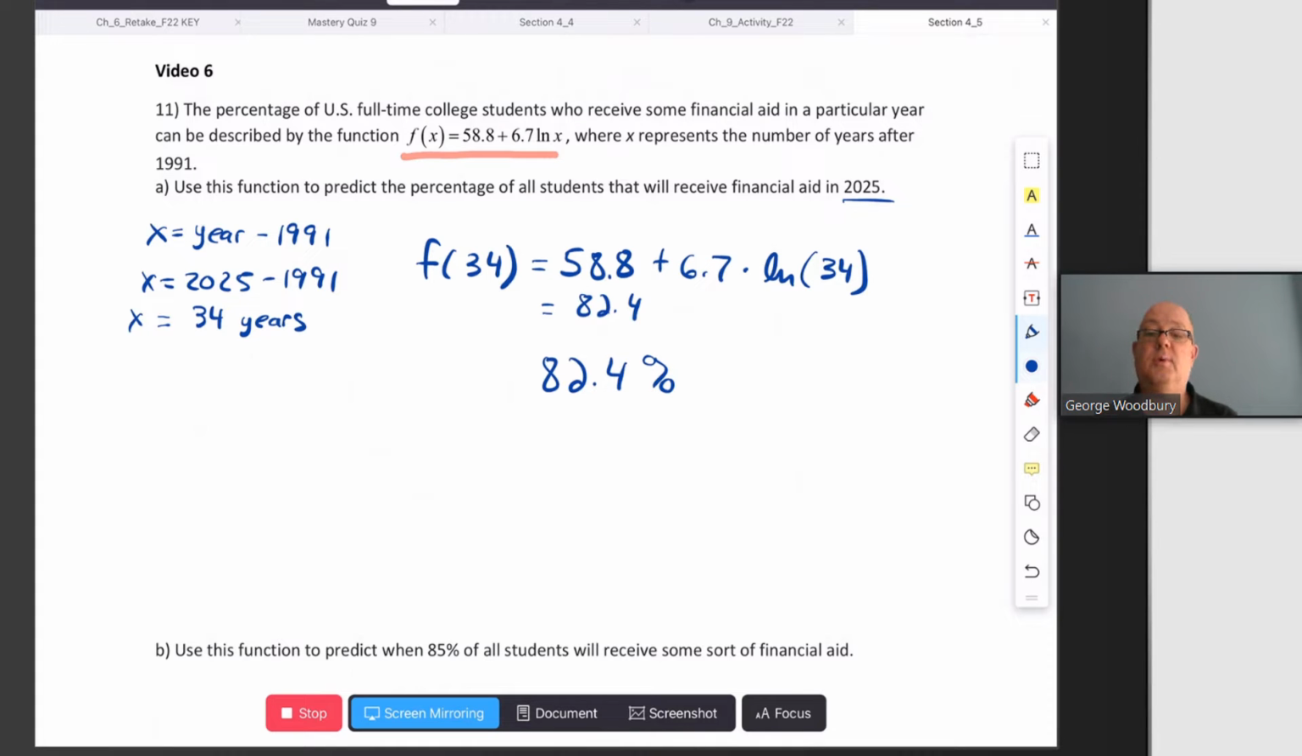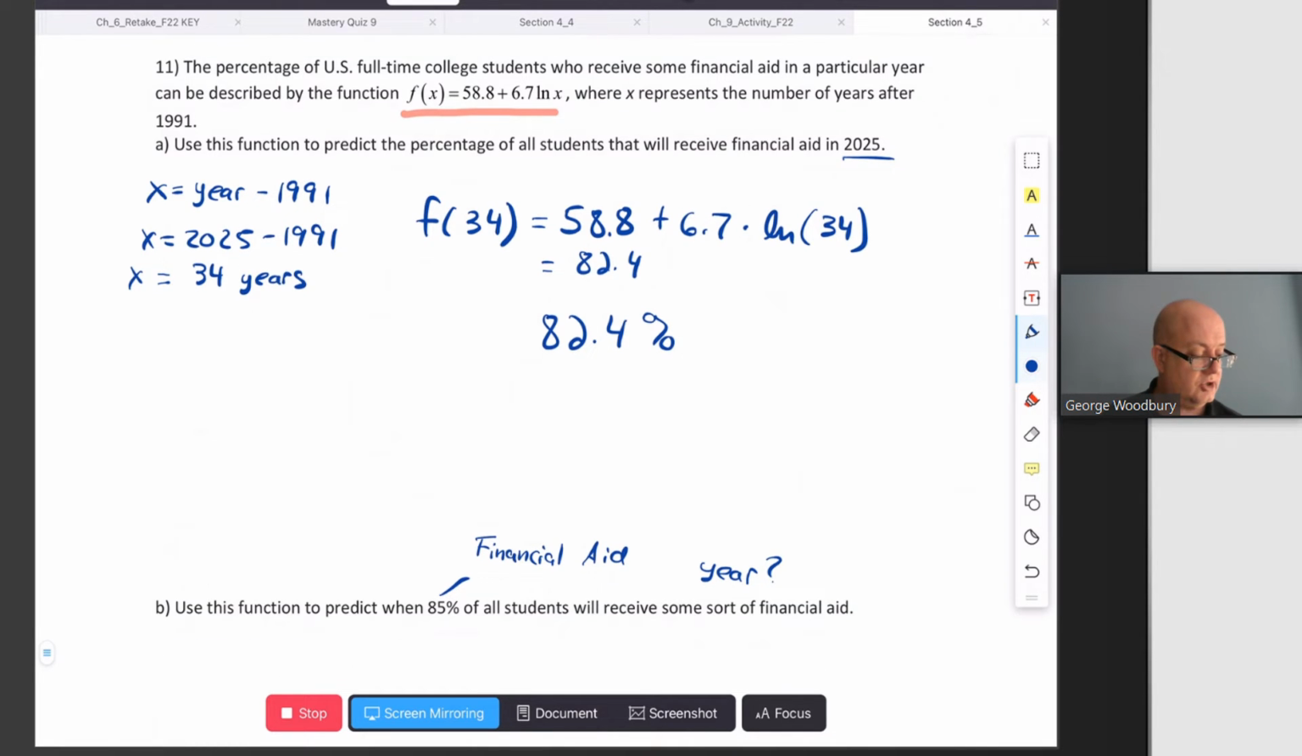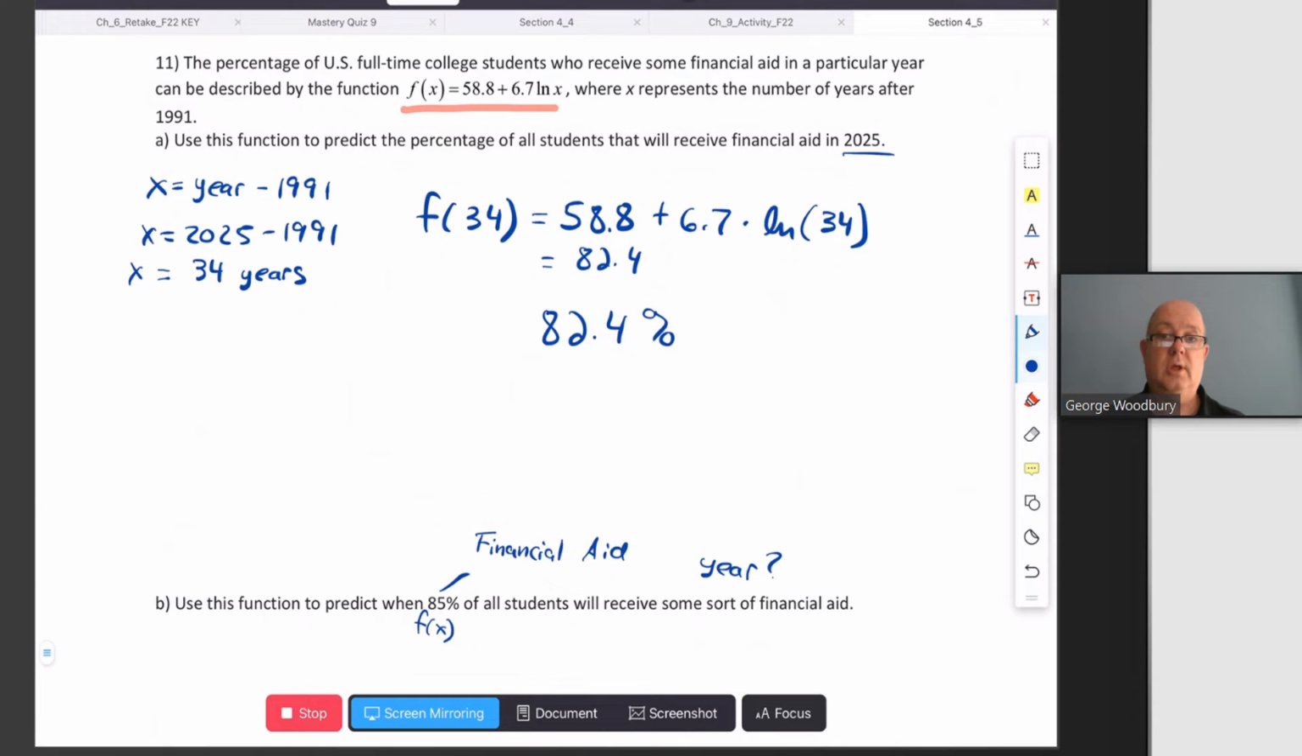Now in part B, we want to try to figure out when it is going to be 85%. This 85%, this is the percentage that get financial aid. And what we're trying to figure out is what is the year. So that means we need to figure out x first. And so this 85, that is the function value, and we need to solve for x.